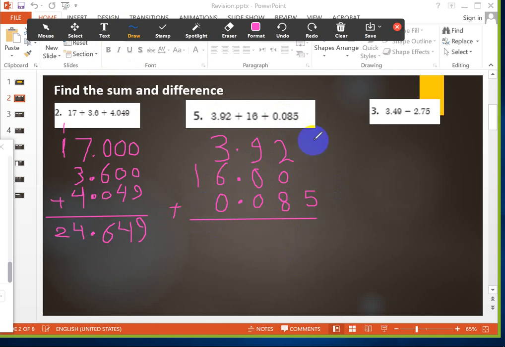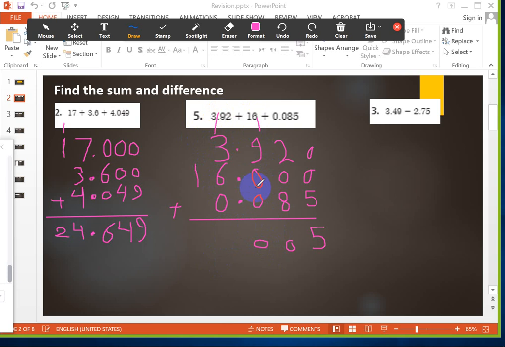There are no digits here. That means those will be what? Zeros. 0 plus 5 equals 5. 2 plus 0 equals 2. 2 plus 8 equals 10. So I will put 0 here and 1 above the tenths. 1 plus 9 equals 10, and 10 plus 0 equals 10. So I will put 0 here and 1 above the ones. 1 plus 3 equals 4. 4 plus 6 equals 10.